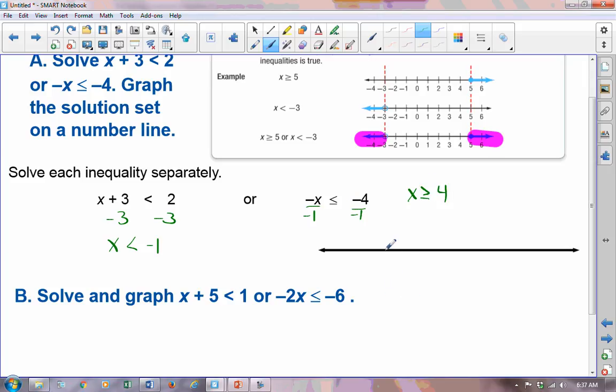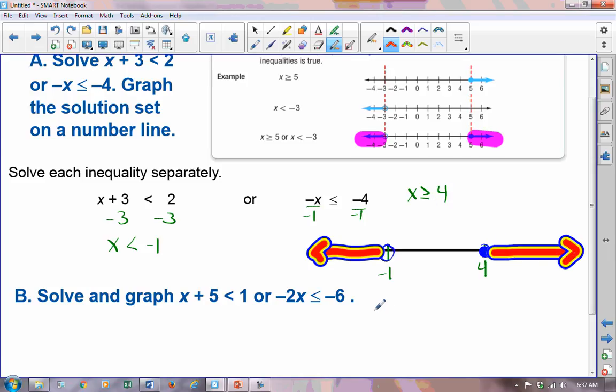So on our number line, we have a negative 1 and a positive 4. The negative 1 gets an open circle. The positive 4 gets a closed circle. And then we shade to the left, you can see left of -1. And you can see this is shading to the right of +4. So there is an OR.